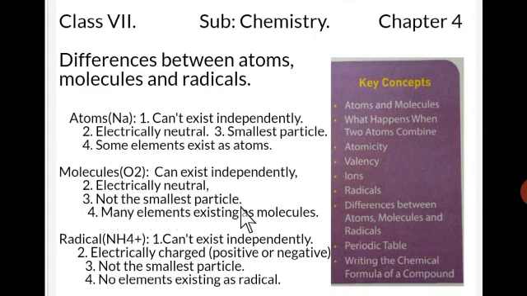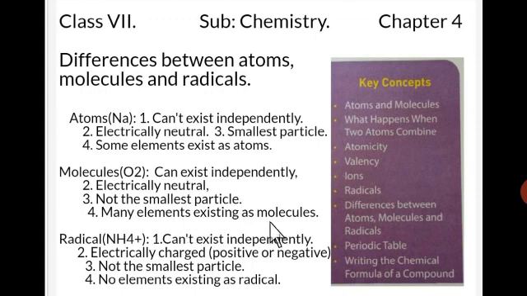Not the smallest particle. We know that molecules are made of atoms. So how can they be the smallest particle? They are not the smallest particles because they are made of a group of atoms. Then many elements exist as molecules. Many of the elements form molecules like oxygen, hydrogen, nitrogen and many others.